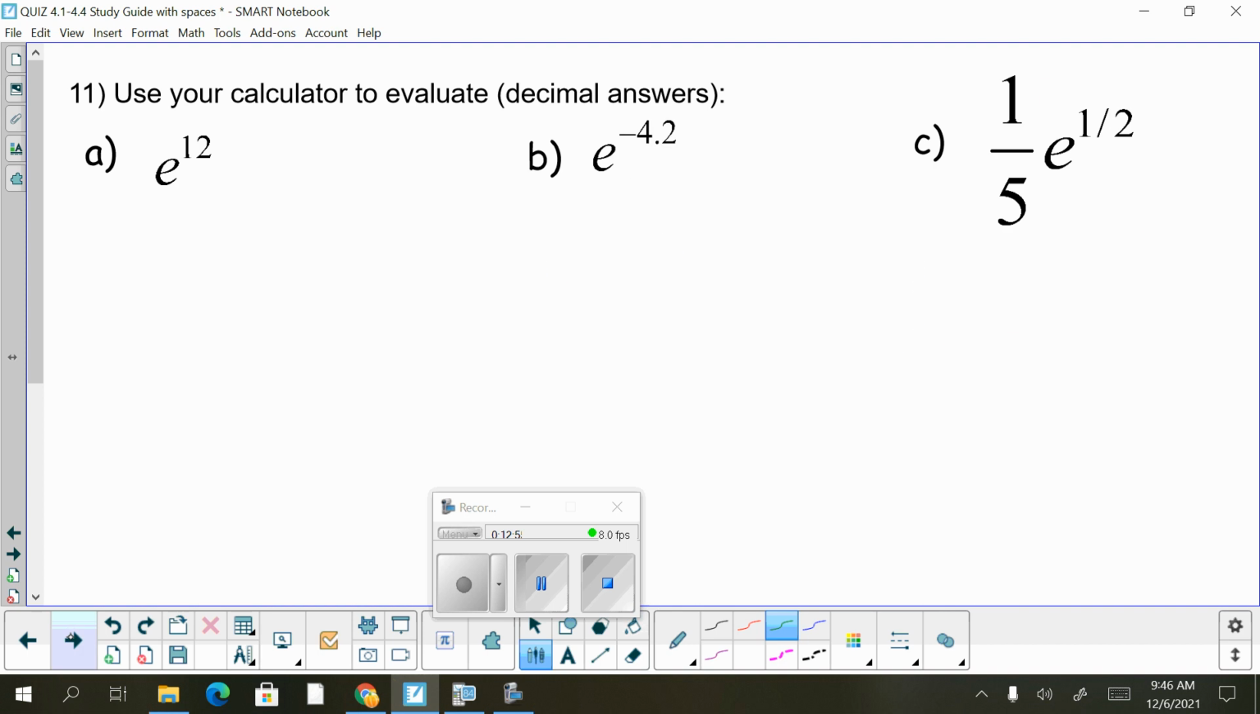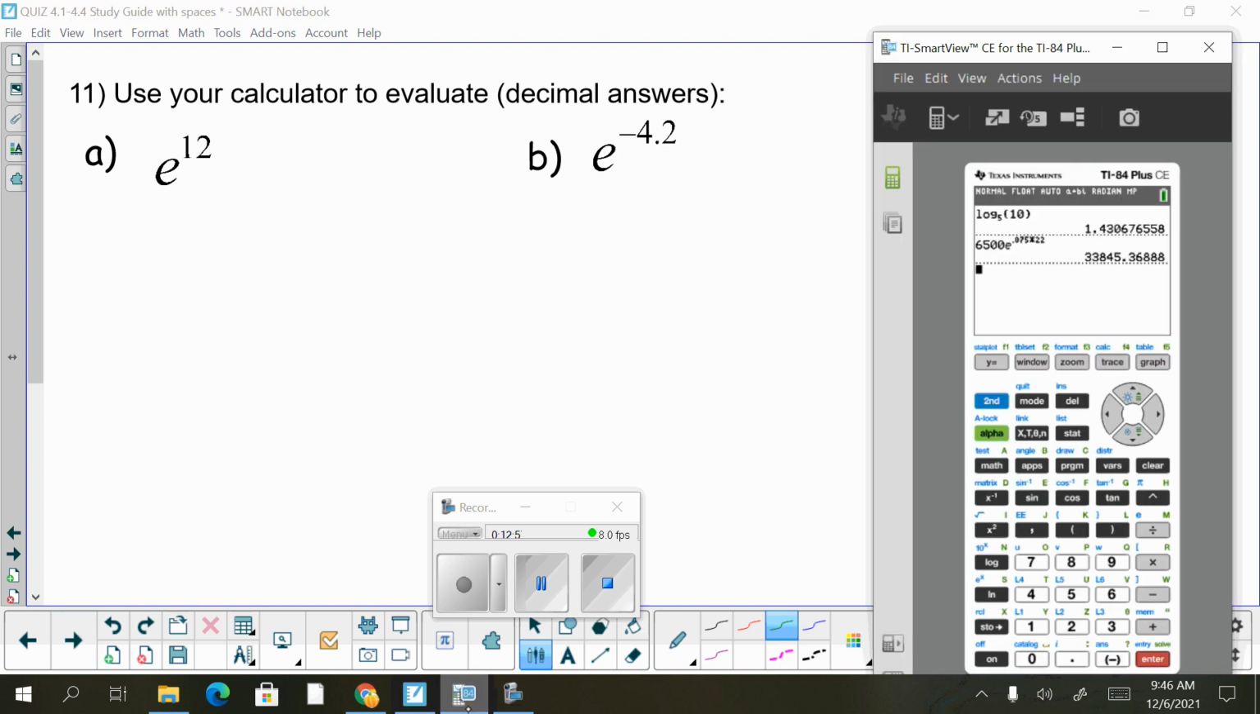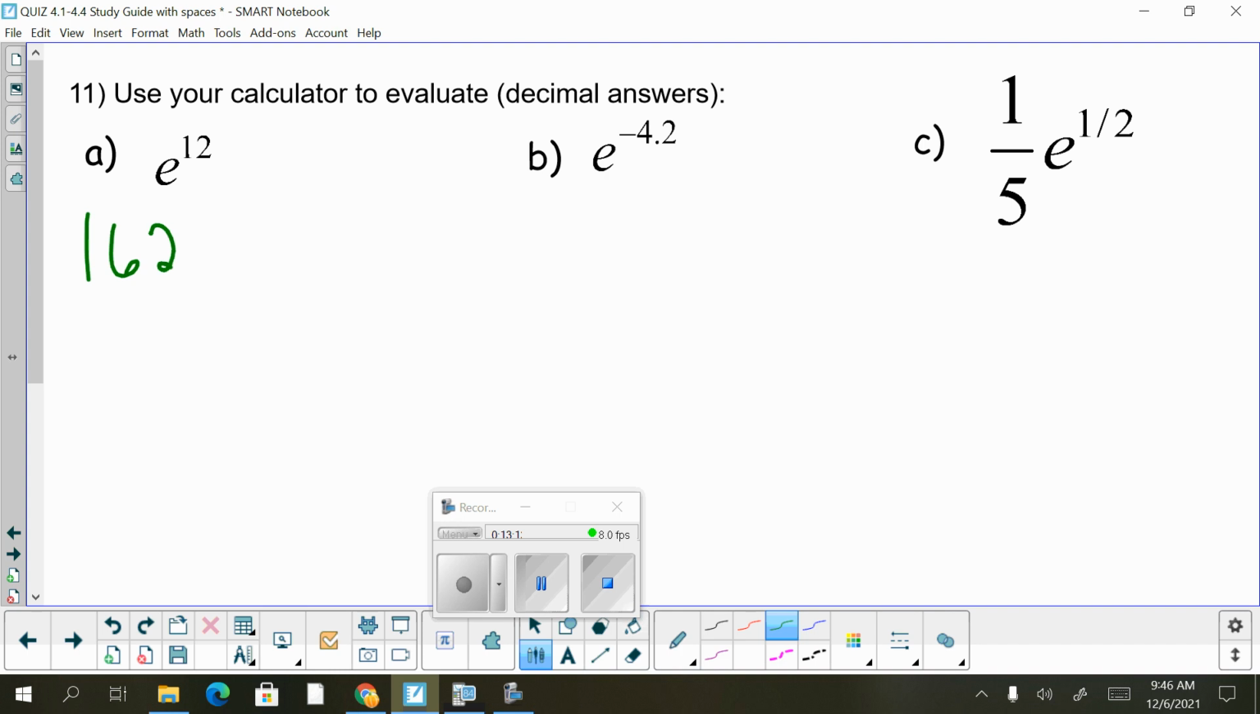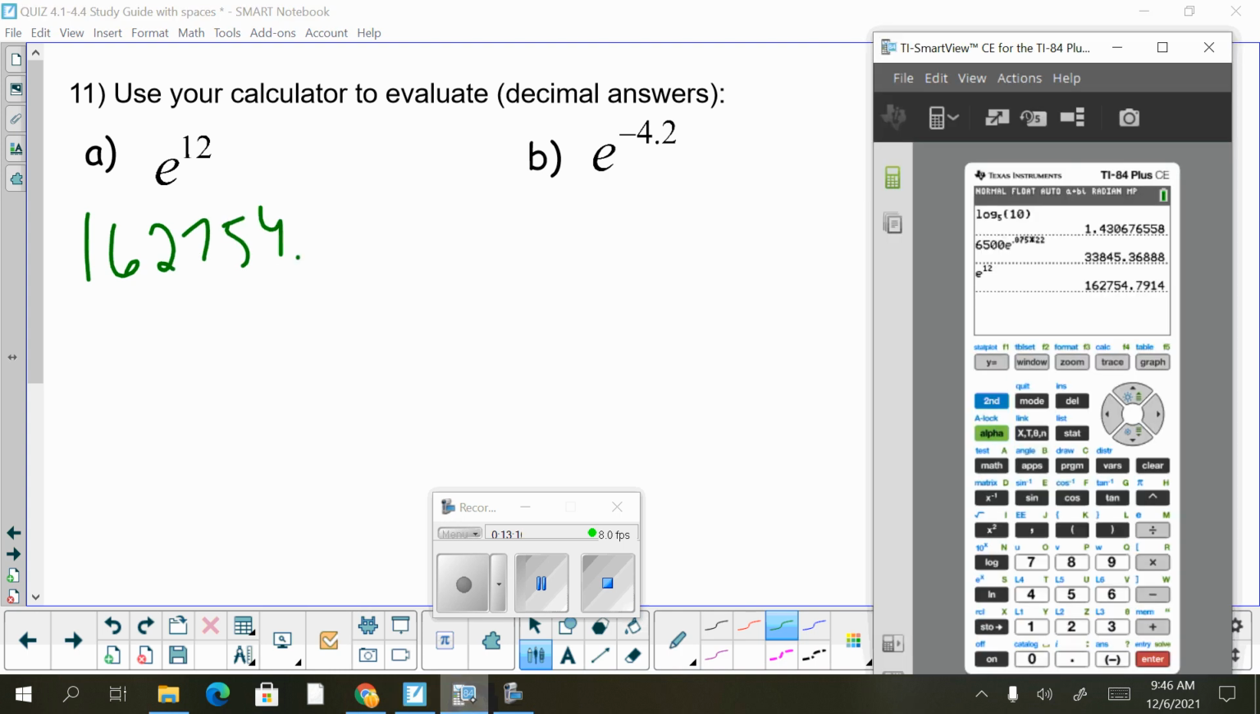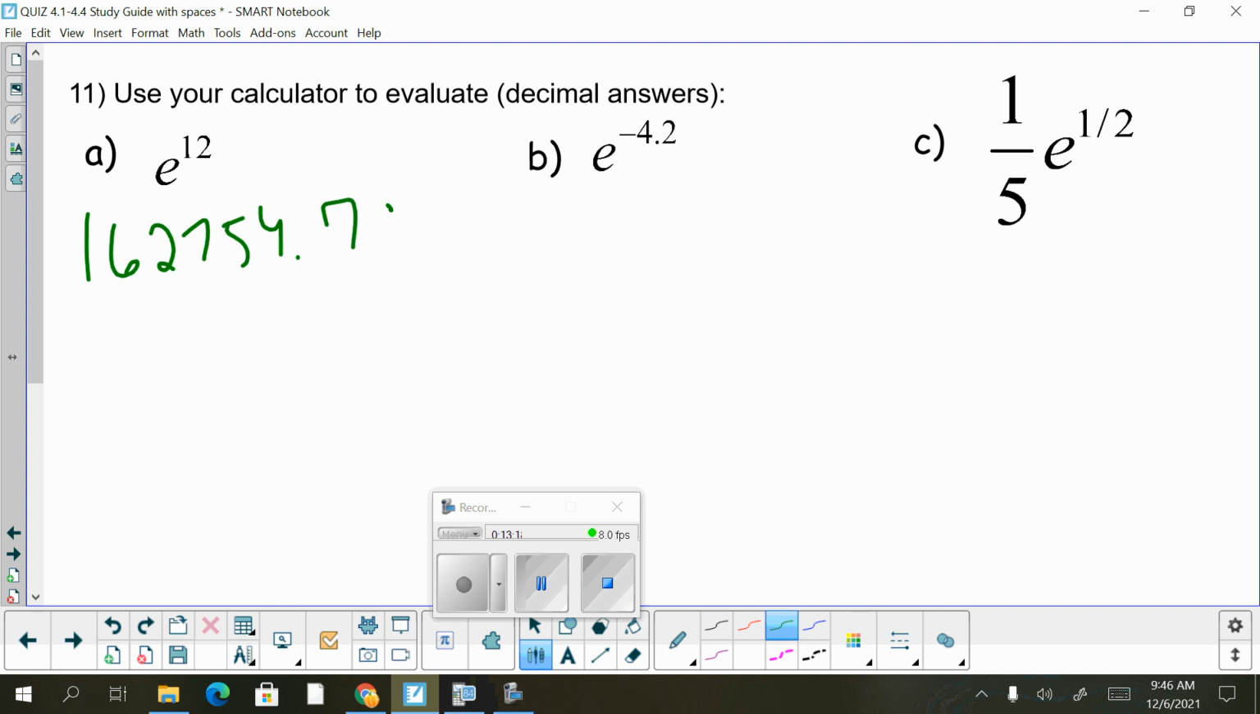On this slide, we get to use our calculator. So on 11, you can use that e button I showed you a couple minutes ago. It says round your answer. It doesn't say to round, so just get a decimal answer. 162,754.79. I just like hundredths unless they tell me otherwise.